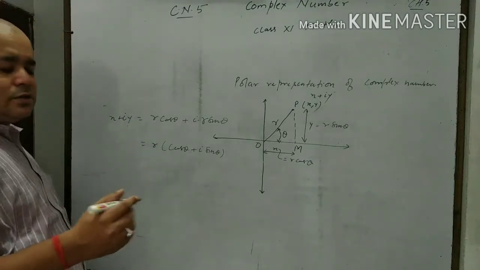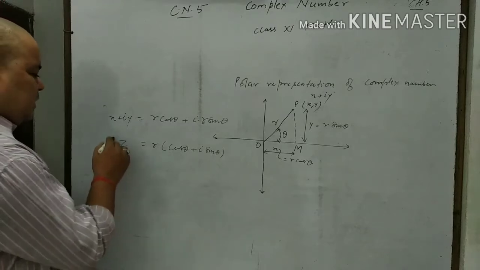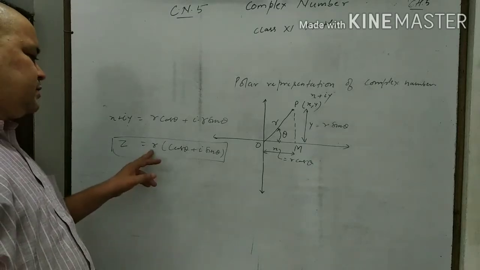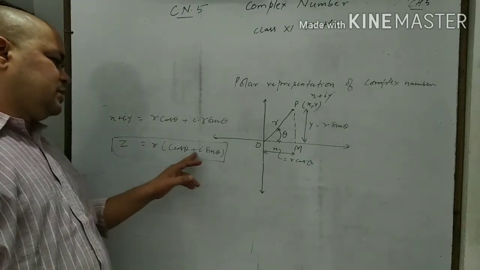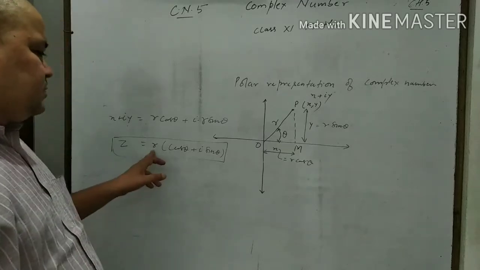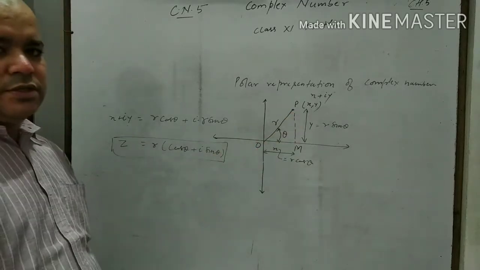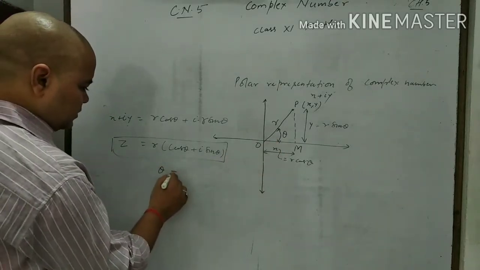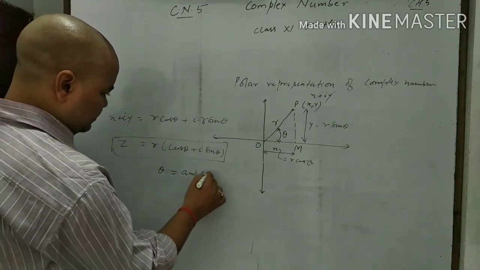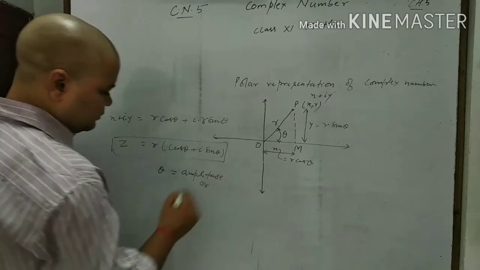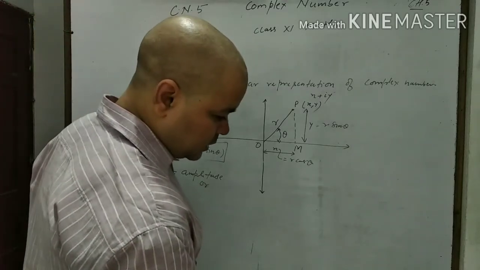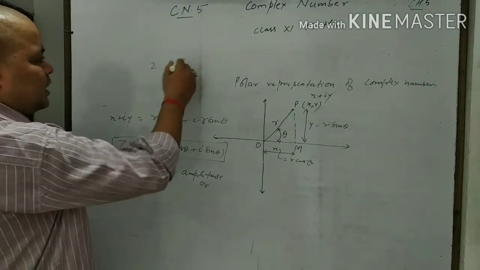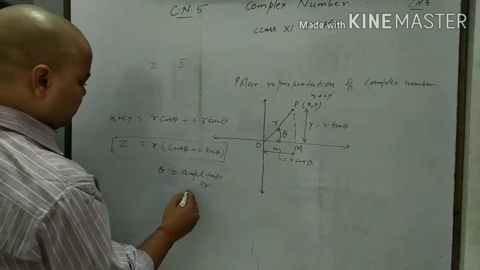And x plus iy is the complex number. It means the complex number x plus iy can be represented as z equal to r into cos theta plus i sin theta, where r is the distance of the point from the origin. And what is theta? Theta is called the amplitude, or argument. One is the conjugate, z bar is the conjugate, and this is the argument.